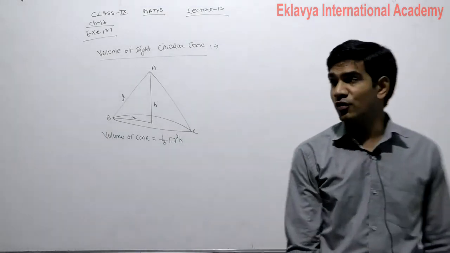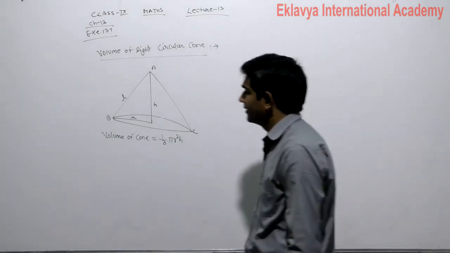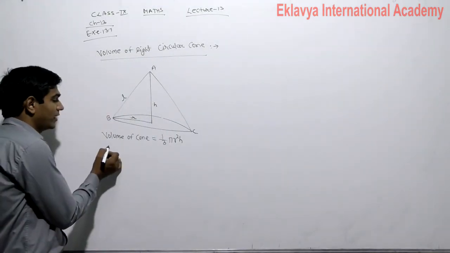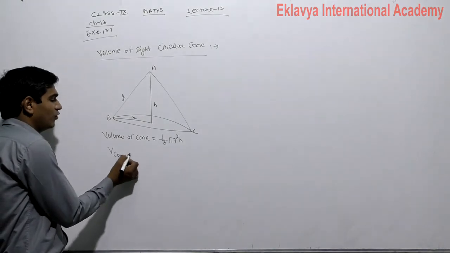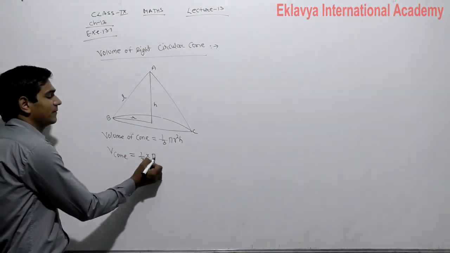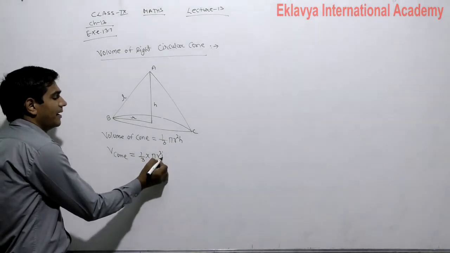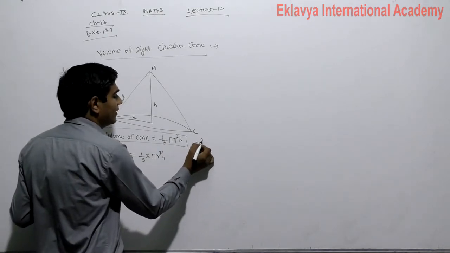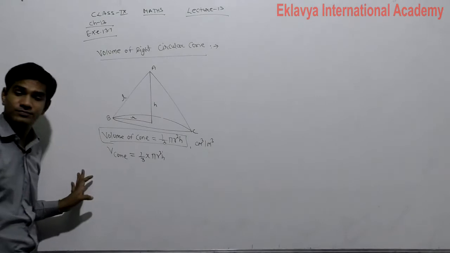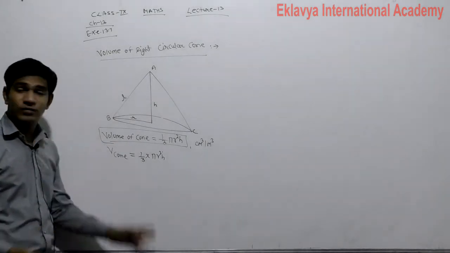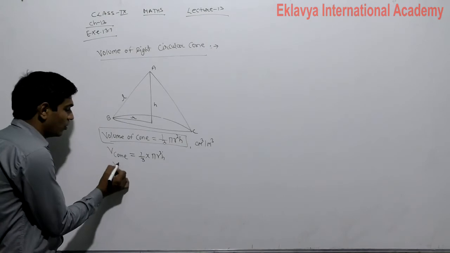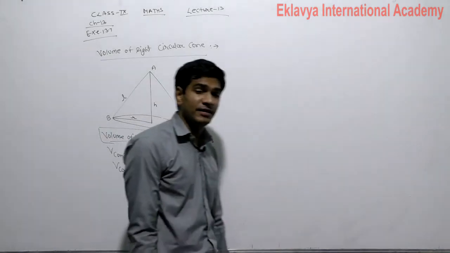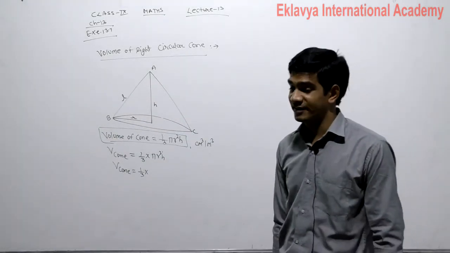So the volume of the cone is 1 upon 3 multiplied by pi r square h. That is the volume of the right circular cone, and it will come either in centimeter cube or meter cube. Our volume of cone is 1 upon 3 pi r square h. Pi r square h is nothing but the volume of the cylinder.